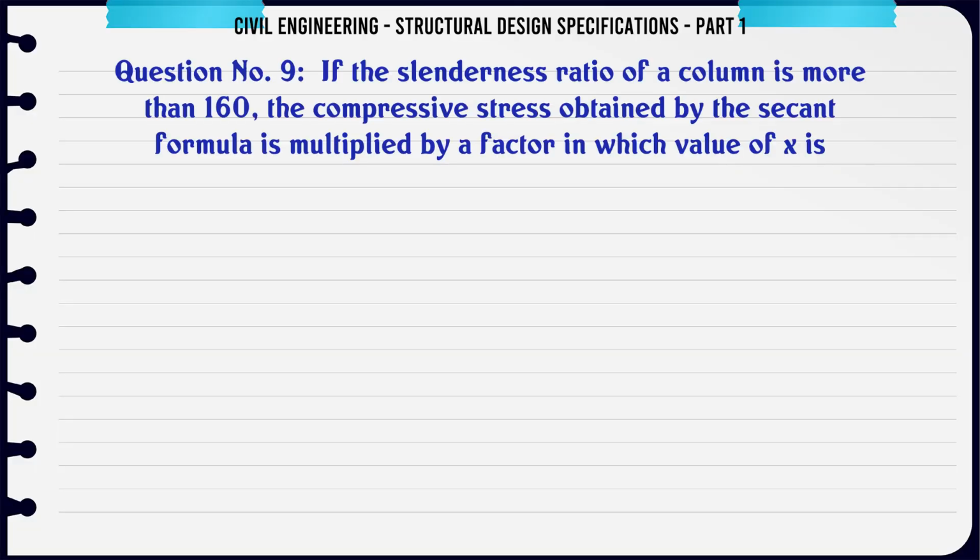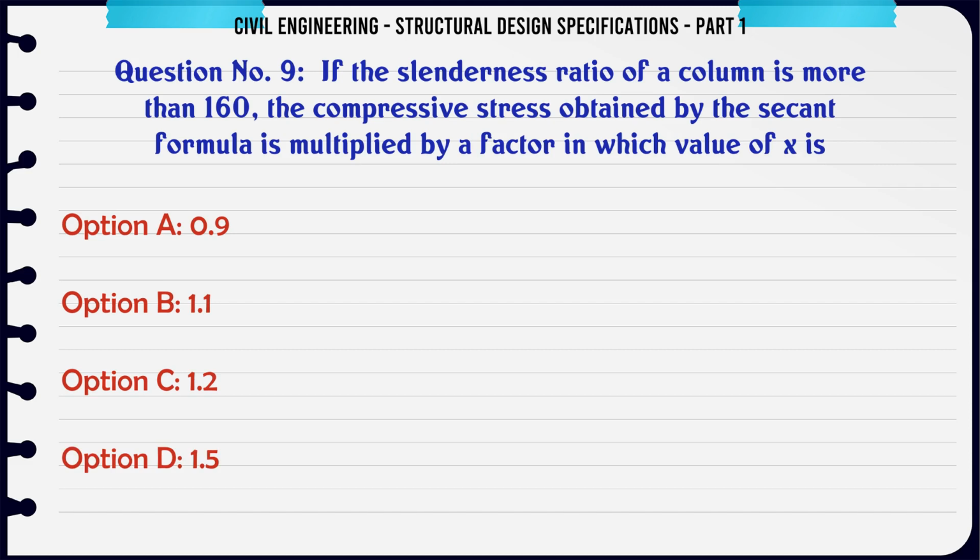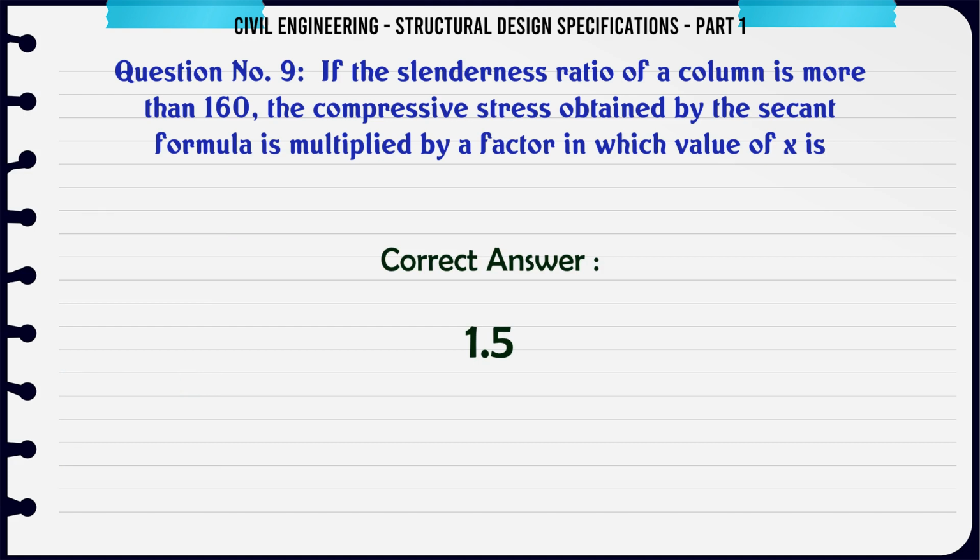If the slenderness ratio of a column is more than 160, the compressive stress obtained by the secant formula is multiplied by a factor in which the value of x is: A. 0.9, B. 1.1, C. 1.2, D. 1.5. The correct answer is 1.5.